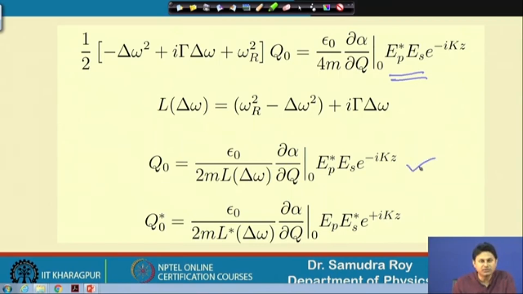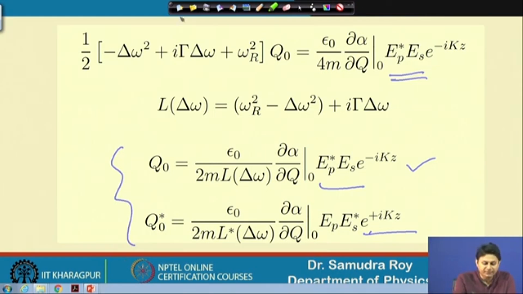Once we find out q0, then it is easy to find out what is q0 star, because q0 star is nothing but the complex conjugate of the previous term. So, q0 is this. So, q0 star is epsilon 0 2m L star delta omega del alpha del q0, and complex conjugate of this is E p E s star, which is just the star is reversed, and e to the power i k z. So, q and q0 we evaluated, that is important.